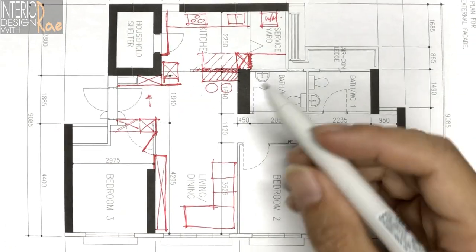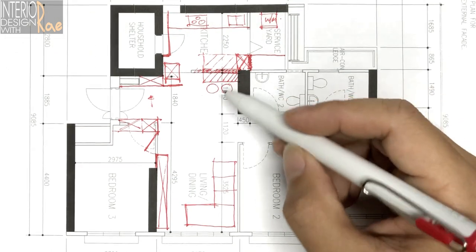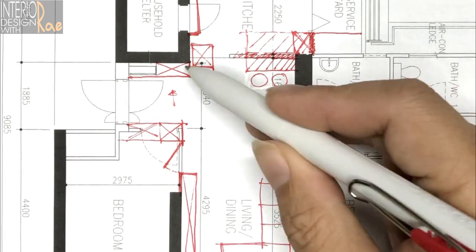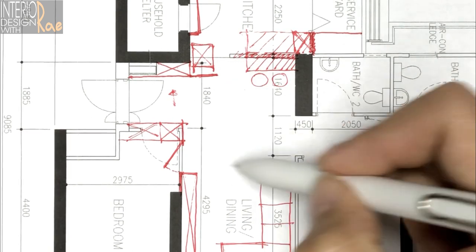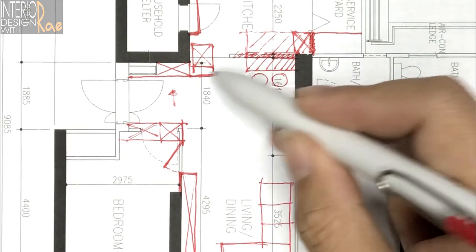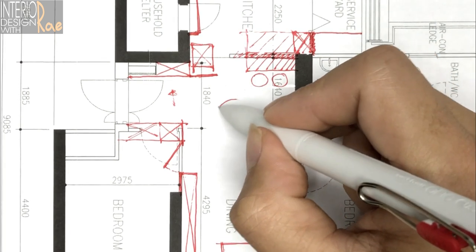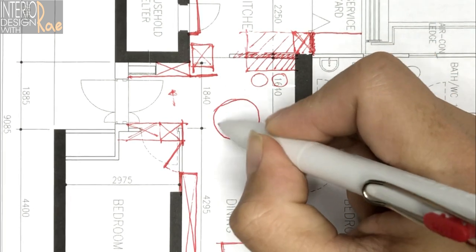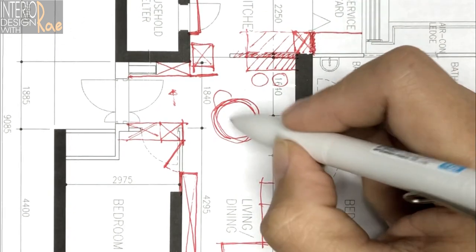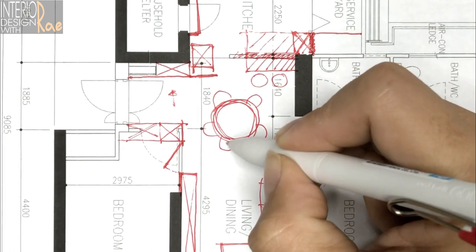So where's the dining table? I have measured the width and the breadth of this area here, and I found that it's actually a square. If it's a square space, it's always nice to have a round dining table somewhere in the middle here, followed by five chairs. 1, 2, 3, 4, 5. Don't mind my sketches.